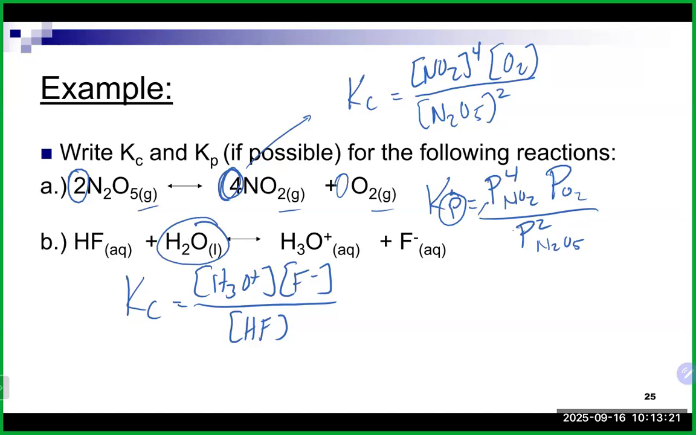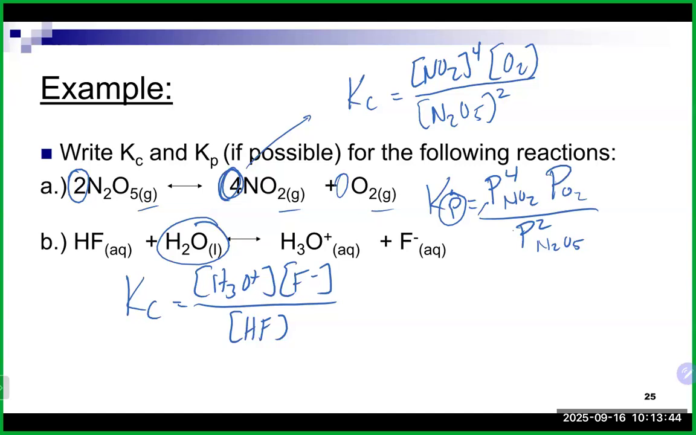By the way, if water was a gas and the steam, would I include it? I would, yeah. Because it's in the gas phase, it's moving around, it's participating. Sometimes people think all water versions are excluded. It's really just most commonly you come across the liquid version of it, and that's the one obviously that gets excluded. Can we do a Kp for the bottom one?